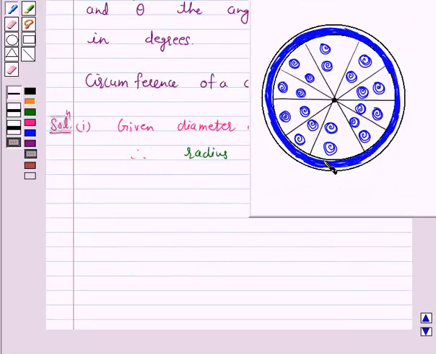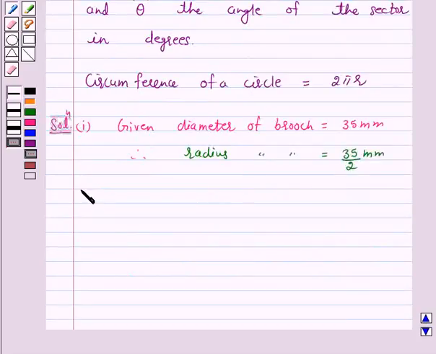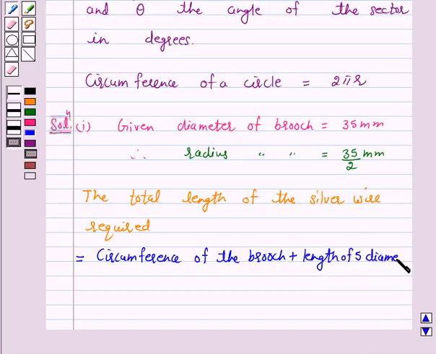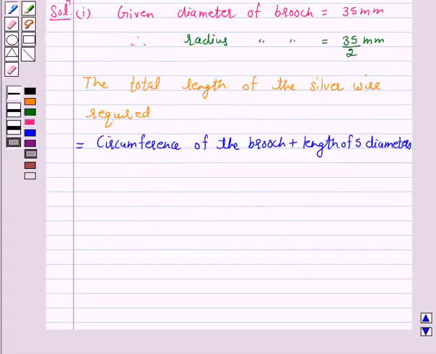Therefore, the total length of the silver wire required is equal to circumference of the brooch plus length of 5 diameters. Now, brooch is in the form of a circle, therefore circumference of the circle is equal to 2 pi r plus length of 5 diameters.